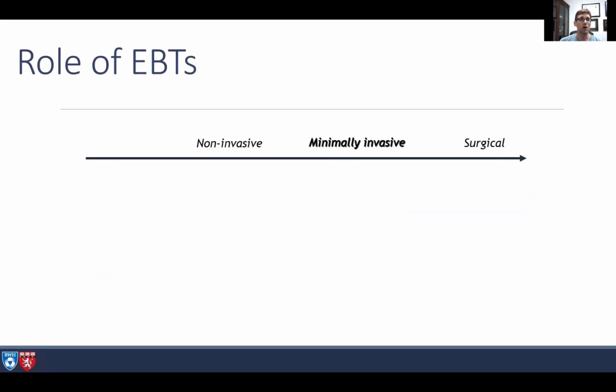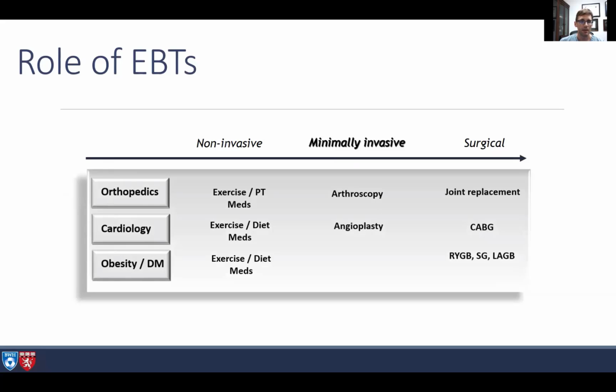So what about the overall role of EBTs? Many people like to show this, where you have different conditions that really have required a spectrum of care to adequately treat them, such as orthopedic conditions and cardiovascular conditions. You have non-invasive therapies like exercise, medications, and whatnot. You have minimally invasive therapies, arthroscopy and intravascular treatments. And then you have surgery, joint replacement, and CABG.